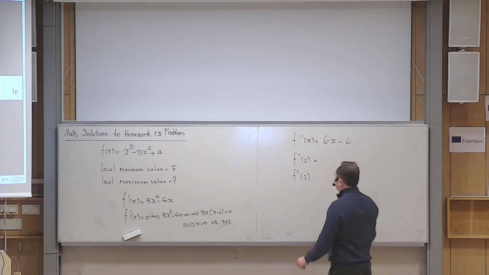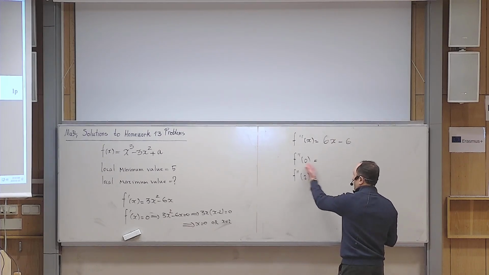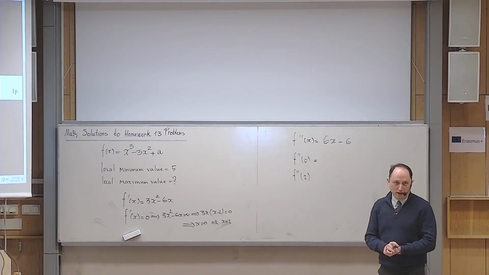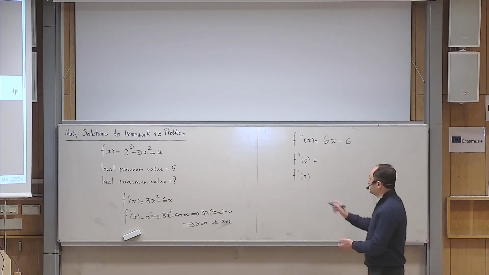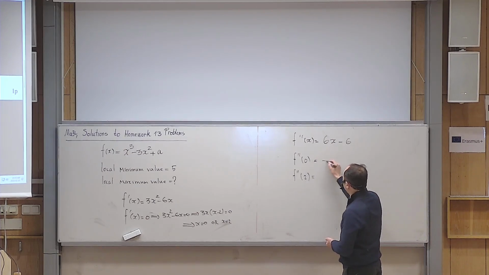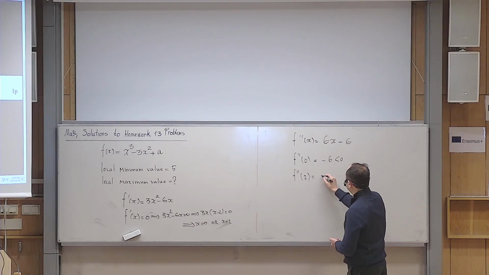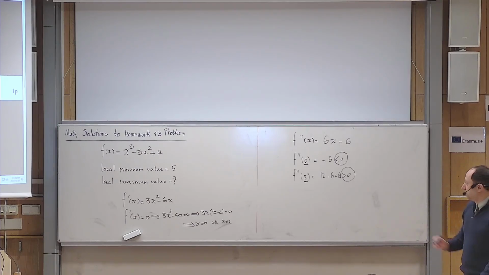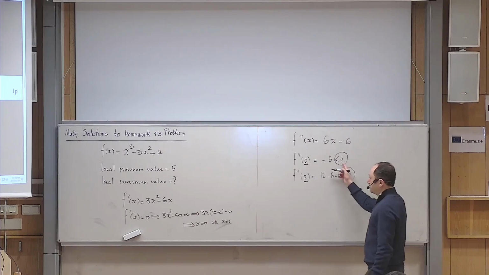The only problem is that I am so unfortunate that one of them or both of them turns out to be 0. Then I am in trouble. Then I have to go back and do the first derivative test. But here I am lucky. If I put 0 here, it becomes minus 6, negative. And then if I put 2 here, it becomes 12 minus 6, which is 6, positive. So this one is the maximizer. This one is the minimizer. Because if the second derivative is positive, it corresponds to a minimum. And if it is negative, it corresponds to a local maximum.